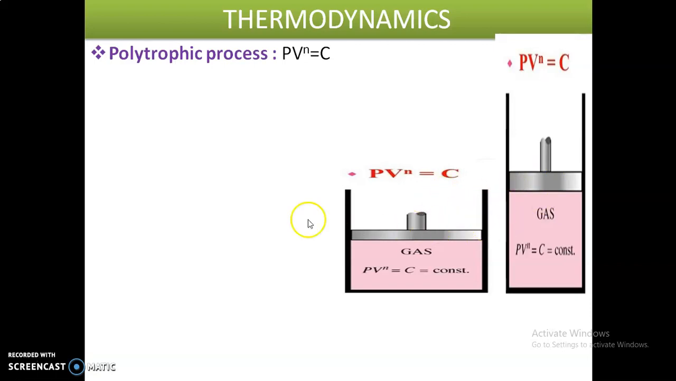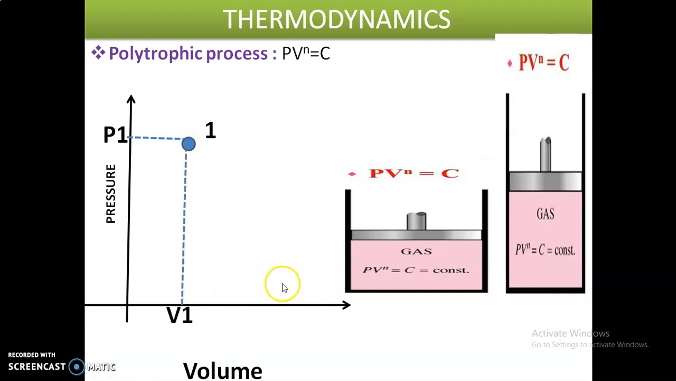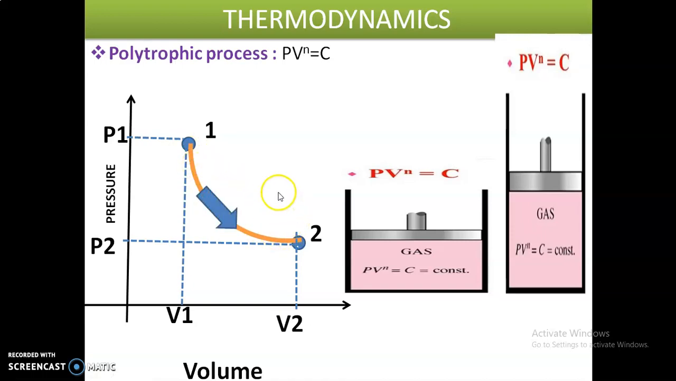By using these properties we can plot the PV diagram. This is the volume axis and pressure axis. At stage 1 we have pressure P1 and volume V1. At stage 2 we have pressure P2 and volume V2. If we join state 1 and state 2, we get the polytropic expansion curve. I hope you understand the PV diagram of the polytropic compression process as well as the expansion process.